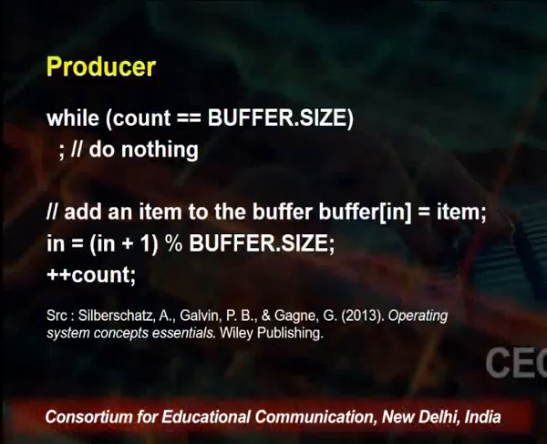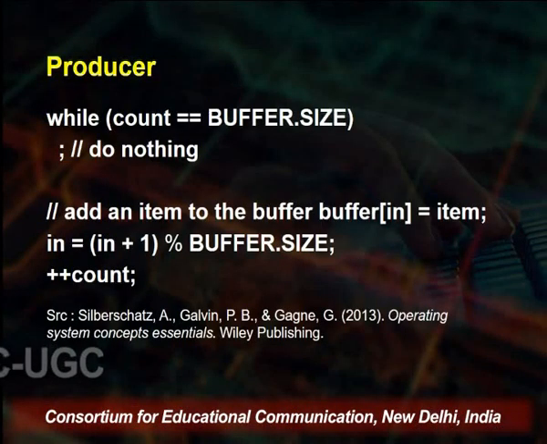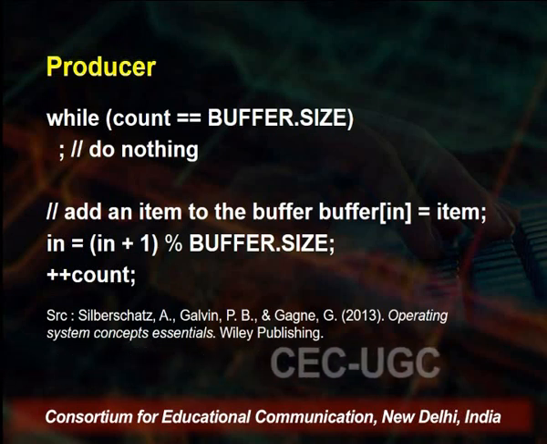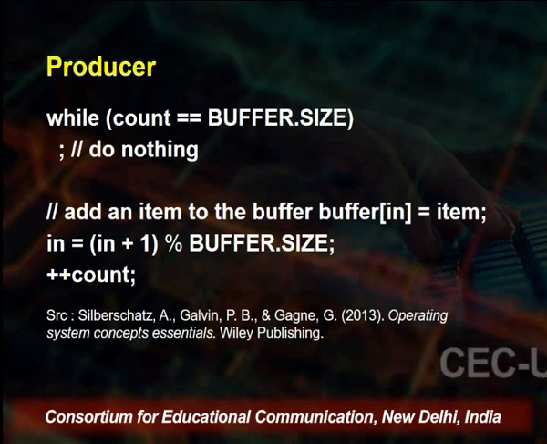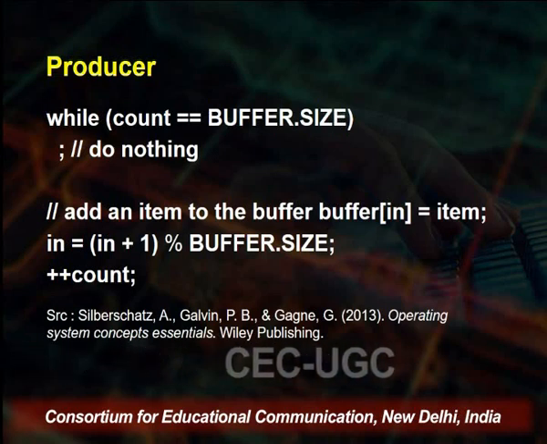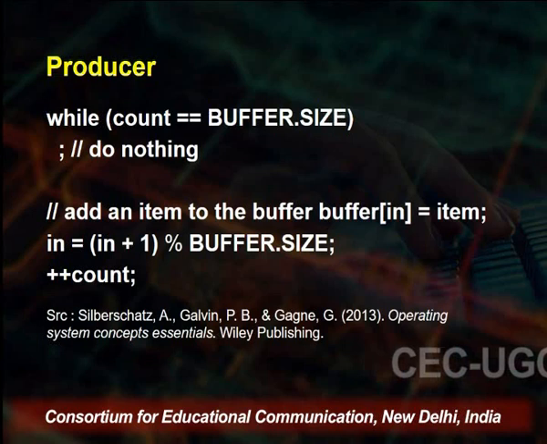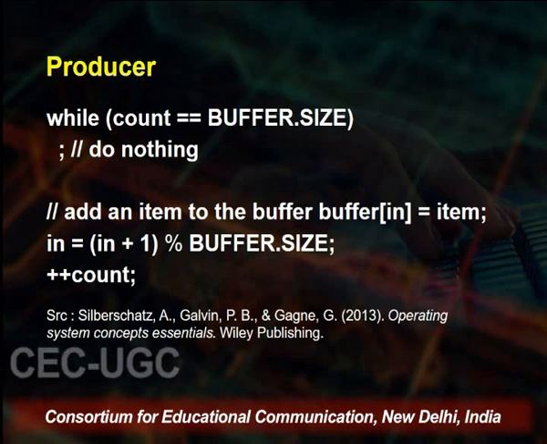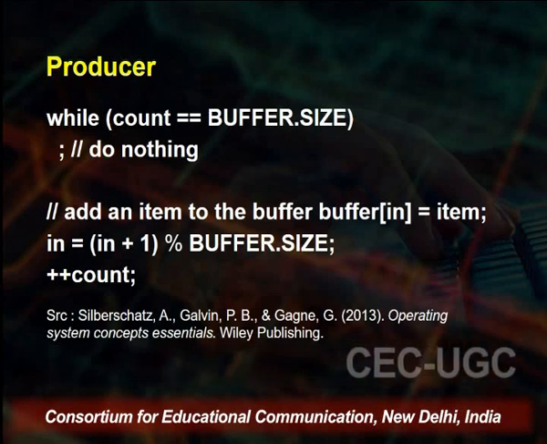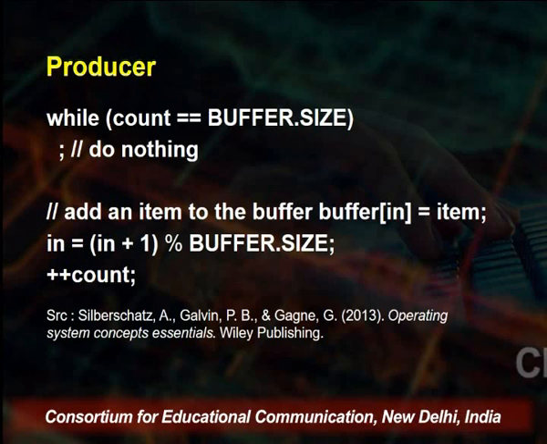If you look at this code, it says while count is equal to buffer size, nothing needs to be done. That is, when the total filled buffers is equal to the total buffer size, there is a semicolon after the while loop. So it means that as long as this condition is true, nothing needs to be done. Only when this condition becomes false, that is, the value of count is not equal to the buffer size, then what will happen?